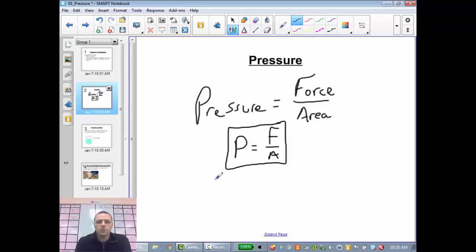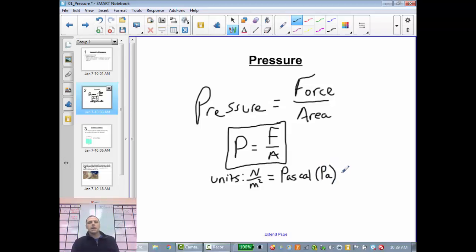Now the units of pressure, if you look at the equation, the units of force are newtons, and the units of area are meters squared. So the units of pressure are newtons per meter squared, but that actually gets shortened to something that we call a Pascal, or it's abbreviated Pa. So the units of pressure are in Pascal, or Pa, as you'll see it written.